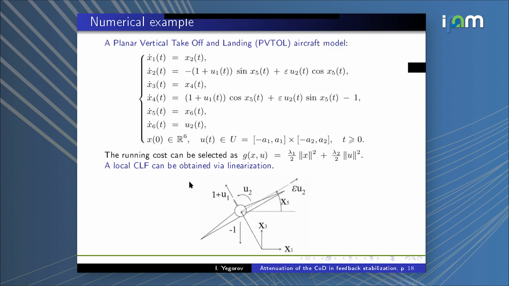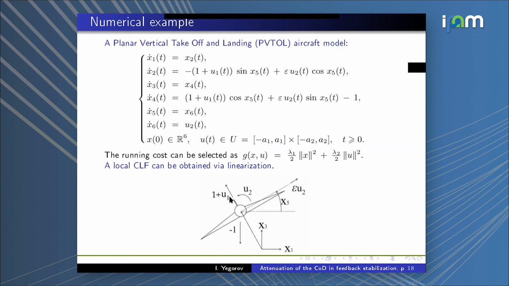Let me show one numerical example. So first I'll show the numerical simulation results, and then I'll discuss what was actually done there in terms of the numerical implementation. So this is also a classical system, the planar vertical takeoff and landing aircraft. So X1 and X3 are basically the coordinates of the center of mass of the aircraft. X2 and X4 are the related velocities, the rates of change of these coordinates. X5 is this angle. X6 is the rate of change of this angle.